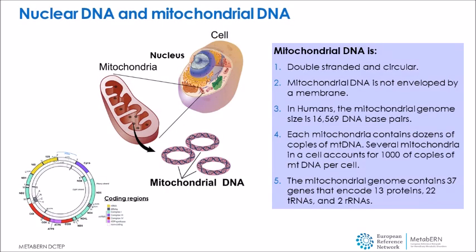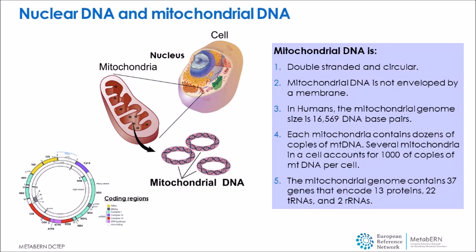Mitochondrial DNA is much smaller and has mostly coding DNA. It has the particularity to be double-stranded with a light and a heavy strand and to be circular. This DNA is not surrounded by a membrane, and is much smaller than nuclear DNA, as it is made up of about 16,000 base pairs.